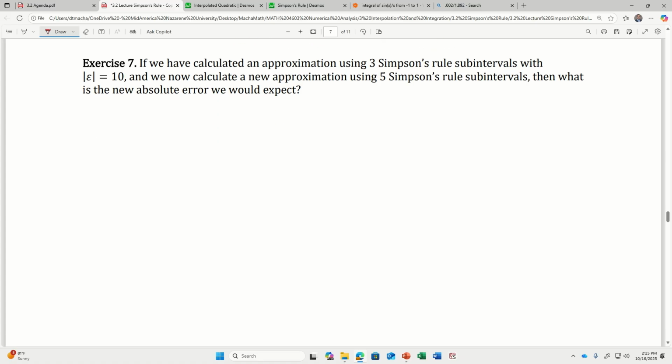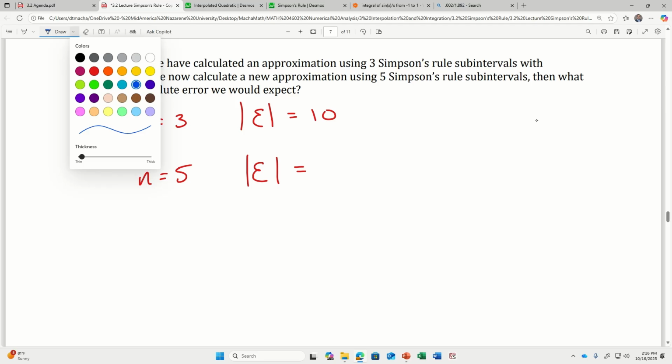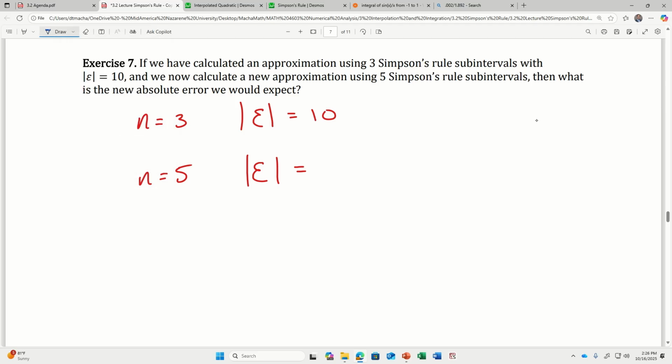If we have calculated an approximation using 3 Simpson's rule subintervals, and we get an absolute error of 10, and now we want to calculate a new approximation using 5 subintervals, then what's the new absolute error that I expect? Okay, so you might not know how to work this. I'll show you how to work this problem.